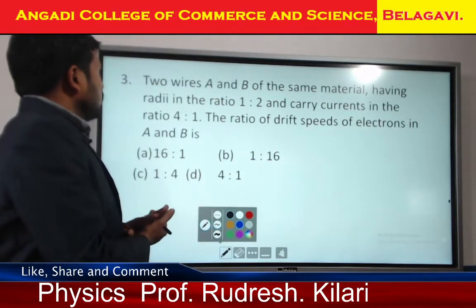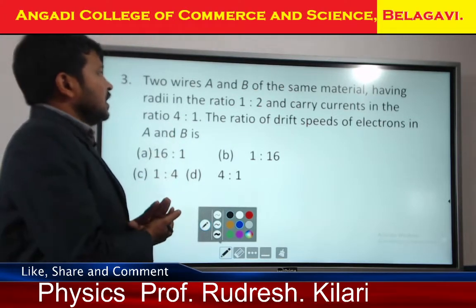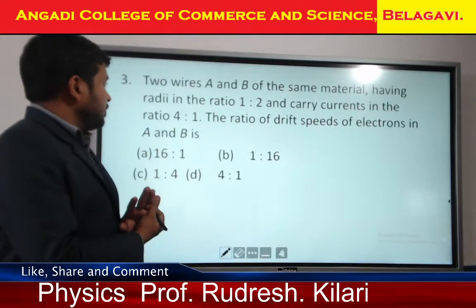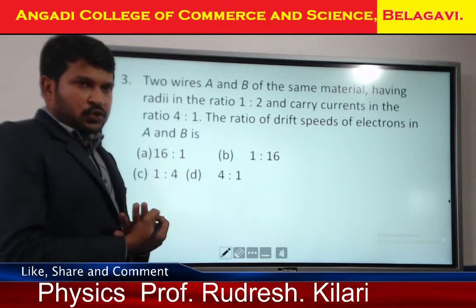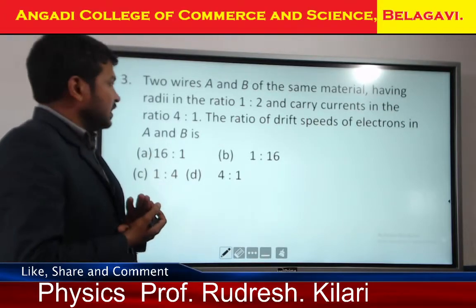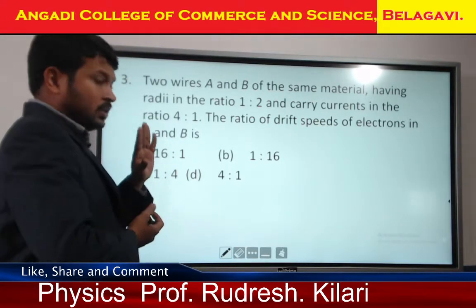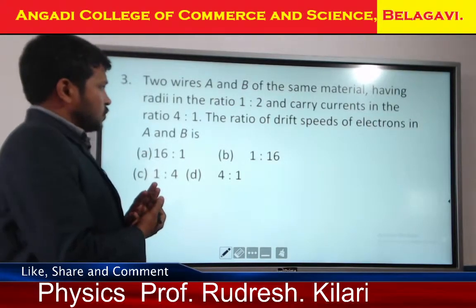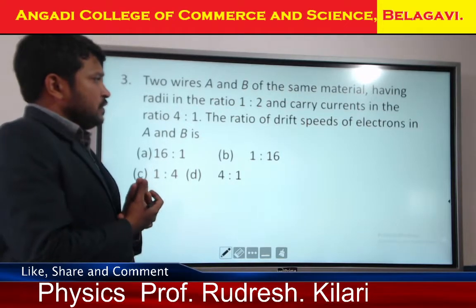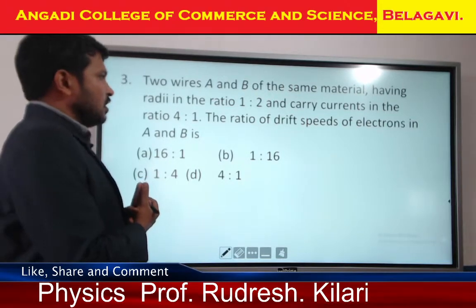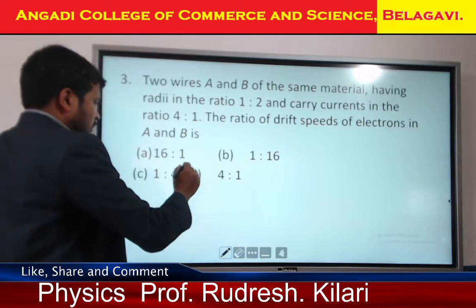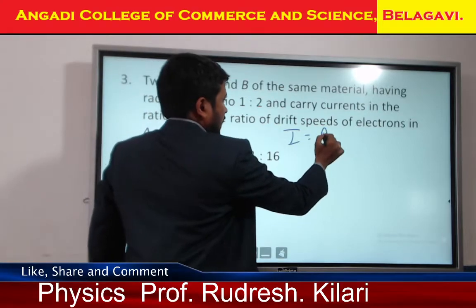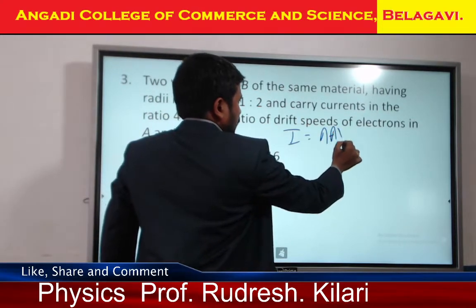Okay, next one. Two wires A and B of the same material, having radii in the ratio 1:2 and carrying currents in the ratio 4:1. The ratio of drift speed of an electron is. Okay, students, we know the formula: I equals n A e v d.